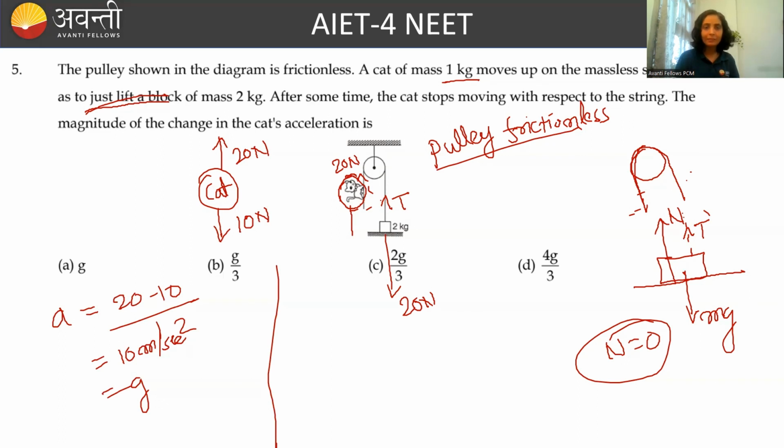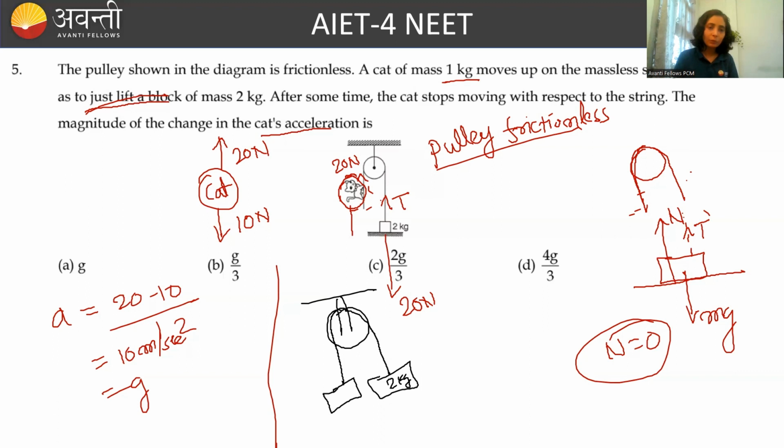Now, second case is what? After some time, means after the just-lifting process has gone through some period of time, what happens? Cat stops moving with respect to the string. Then the magnitude of change in cat's acceleration. Now look, it has just lifted or some significant amount of time has passed since then. Now what will happen if this is the pulley and cat has stopped moving with respect to the string, meaning the cat will be at rest with respect to the string, and this 2 kg mass will be in air because it has already been lifted up from the ground, right?